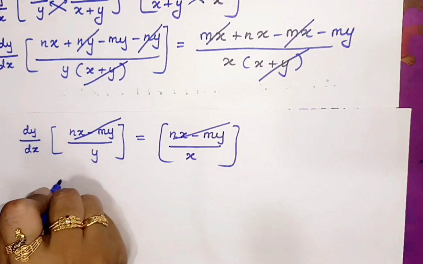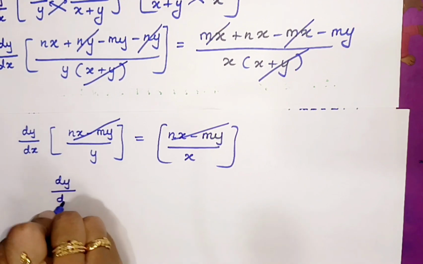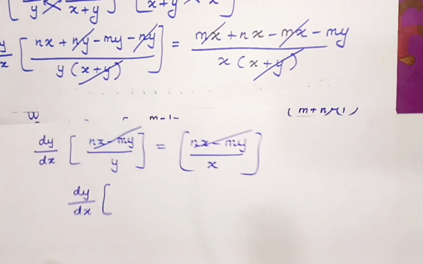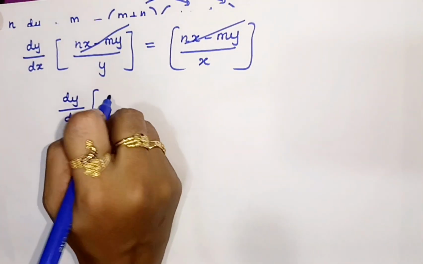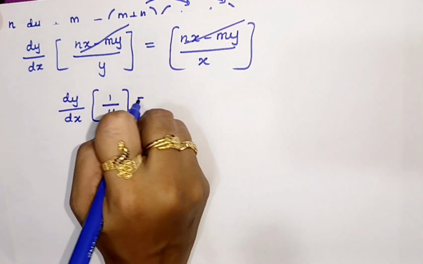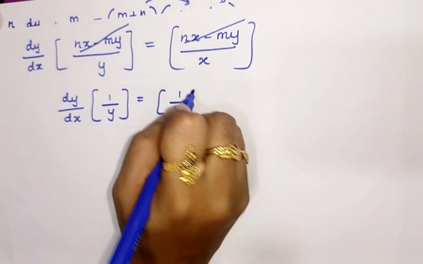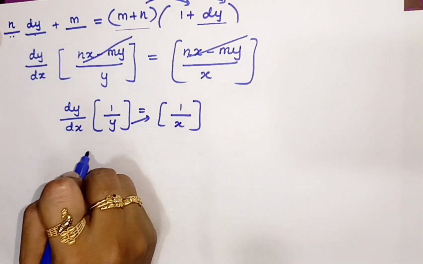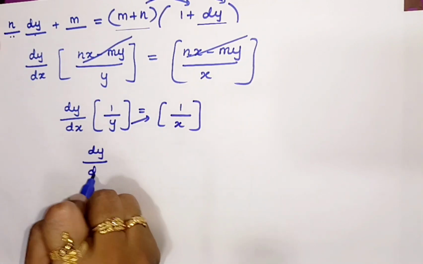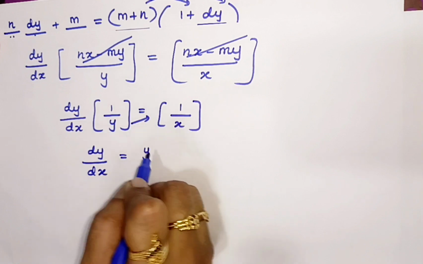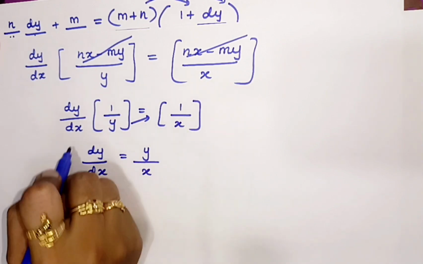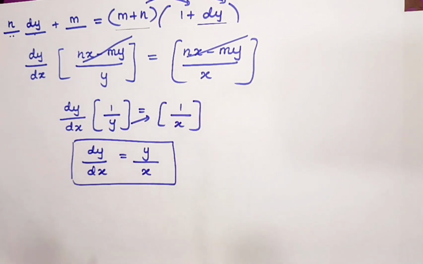So what are the terms remaining now? Dy by dx into, here also 1 by y is there, and in the right hand side it is 1 by x. So take this y to the right hand side. So we are getting dy by dx, that is equal to y into 1 is y by x. That's all. This is the solution.